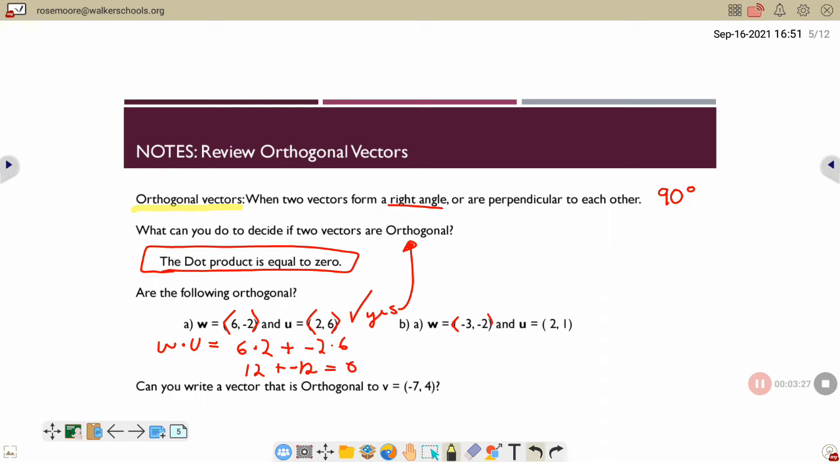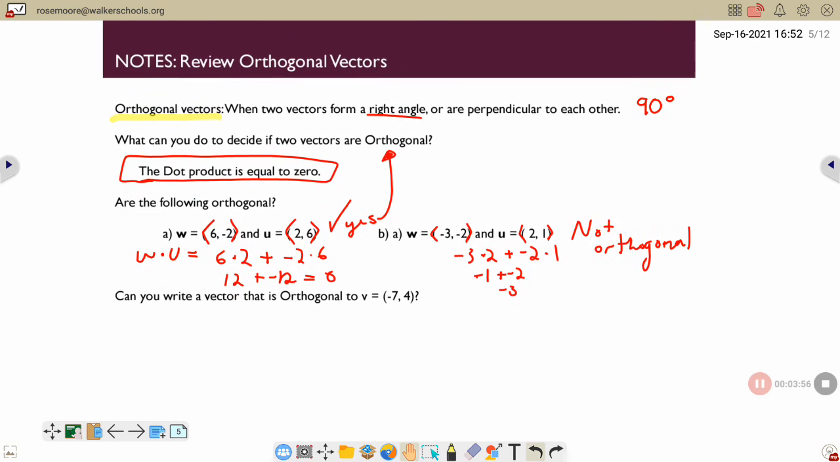All right, and then let's do it again with these two. I don't feel like it's going to work out. So we're going to have negative 3 times 2 plus negative 2 times 1. So that will be negative 6 plus negative 2, that's negative 8... wait, that's negative 3. They are not orthogonal. So if your dot product is 0, the vectors are orthogonal without us finding directions.